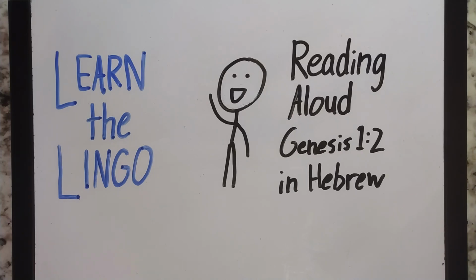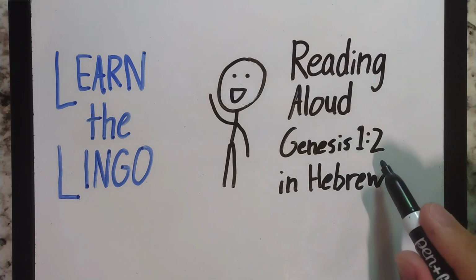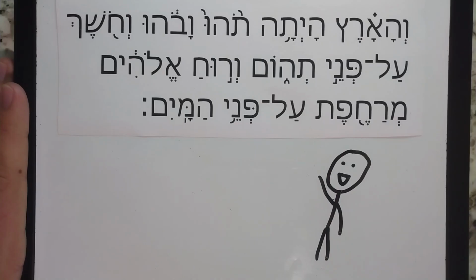My name is Matthew, and welcome back to our series in which we are practicing Hebrew phonics by reading aloud verses from the Bible in Hebrew. Today we are going to read Genesis chapter 1, verse 2. So here is verse 2.